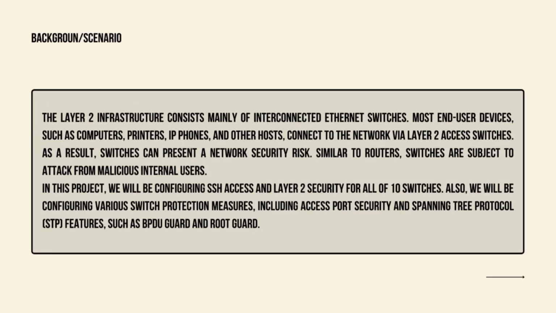Next, this is our background and scenario. So the layer 2 infrastructure consists mainly of interconnected Ethernet switches. Most end user devices such as computers, printers, IP phones, and other hosts connect to the network via layer 2 access switches. As a result, switches can present a network security risk similar to routers. Switches are subject to attack from malicious internal users.